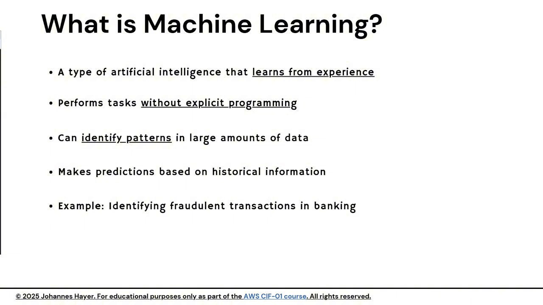So for instance, in banking, machine learning systems can learn to spot suspicious transactions by studying patterns in previous fraudulent cases rather than following a fixed set of rules.